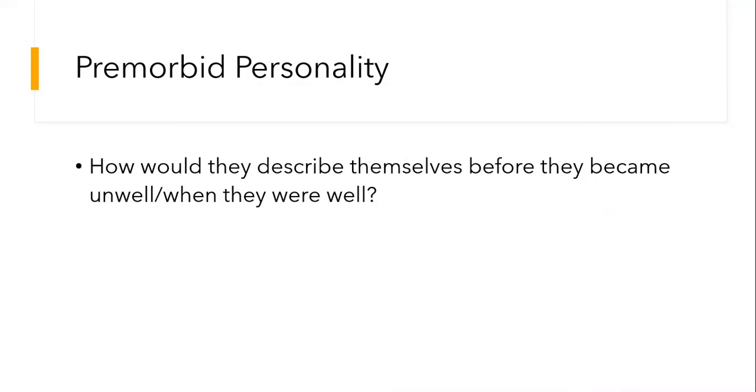The premorbid personality is not always taken as standard in a psychiatric history. I've noticed that many people leave this section out sometimes, but it can be incredibly useful. You could ask the client, how would they describe themselves before they became unwell? Or how would they describe themselves when they were well? You could also ask, how would other people describe them?